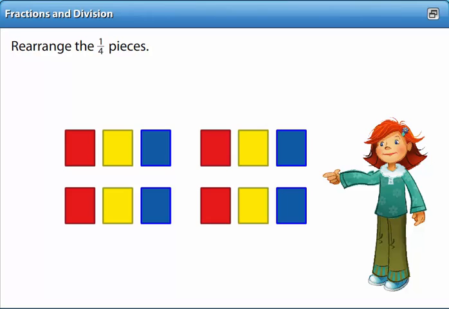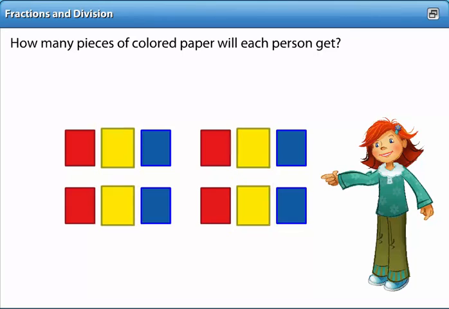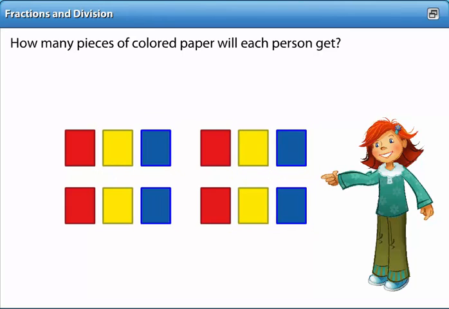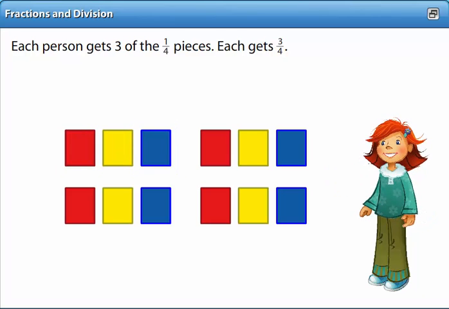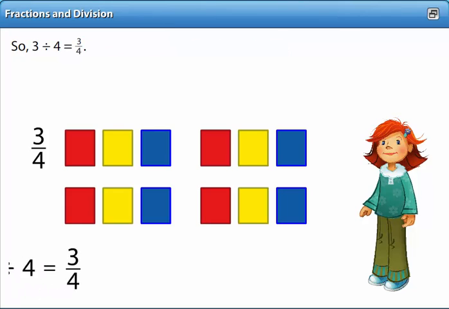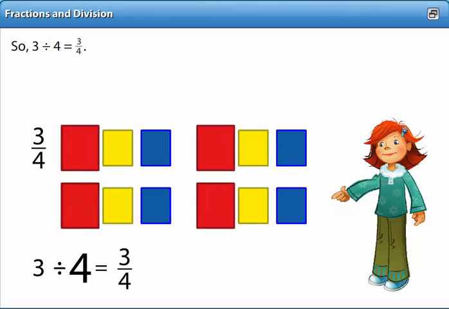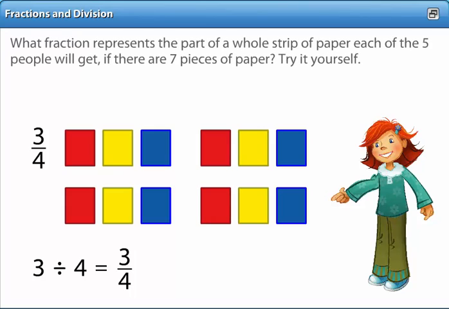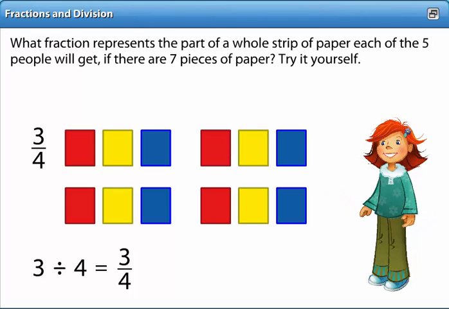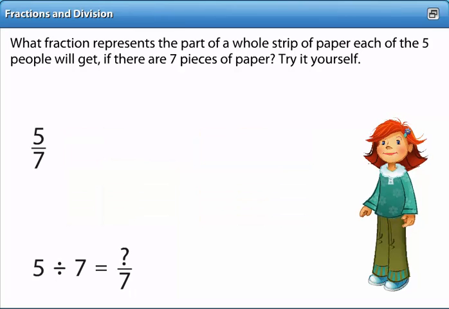Rearrange the 1/4 pieces. How many pieces of colored paper will each person get? Each person gets 3 of the 1/4 pieces. Each gets 3/4. So, 3 divided by 4 equals 3/4. What fraction represents the part of a whole strip of paper each of the 5 people will get? If there are 7 pieces of paper, try it yourself.